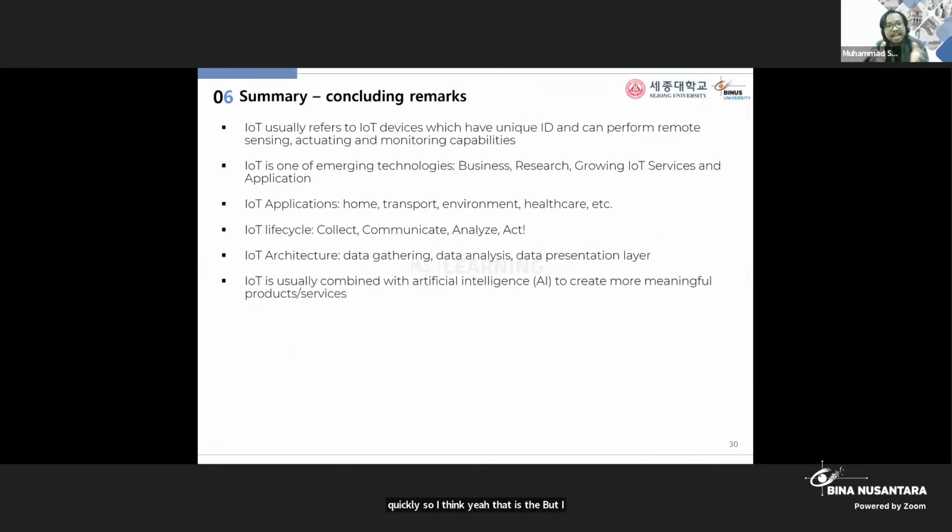And we learn about the IoT, what the IoT is and why IoT is important. We also learn the life cycle of IoT, because when we want to develop applications and services based on IoT, we have to have these four life cycle stages. So we have to have the ability to collect, to communicate, to analyze, and finally act, right?